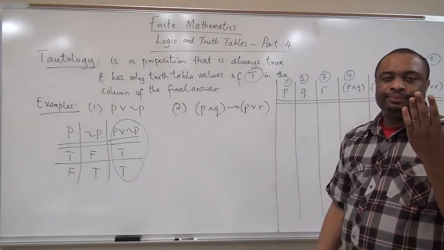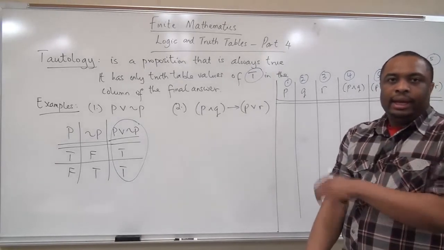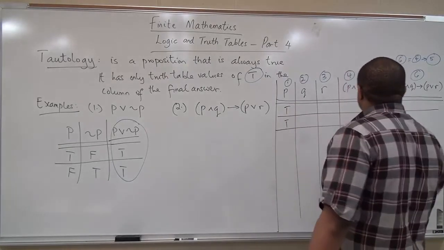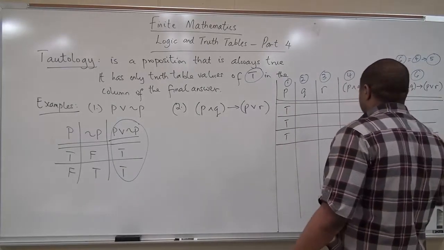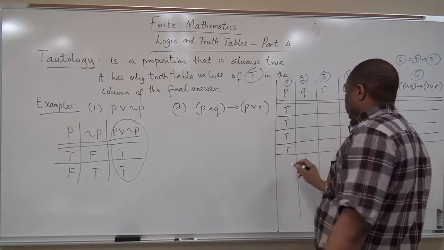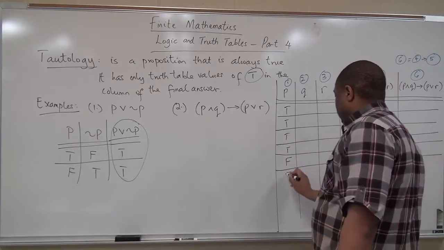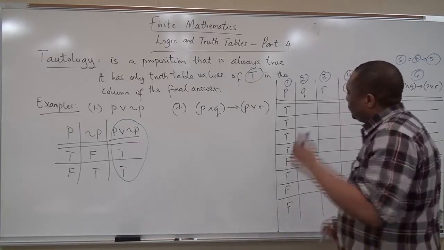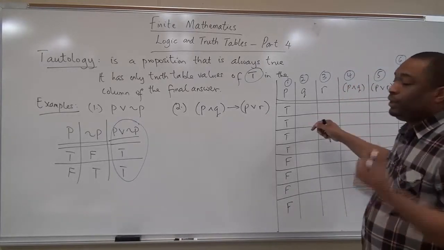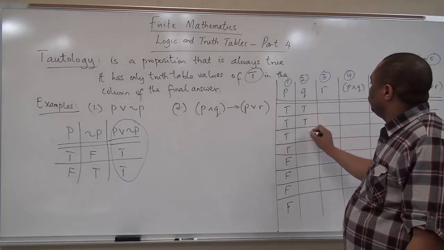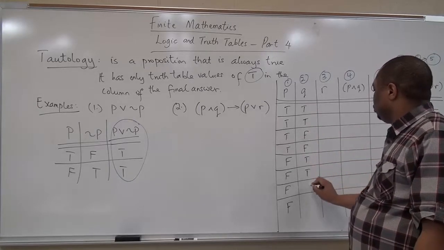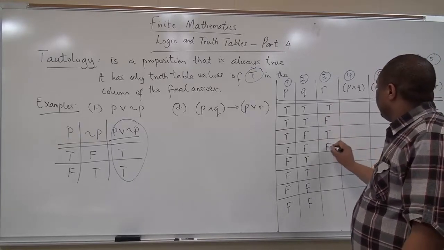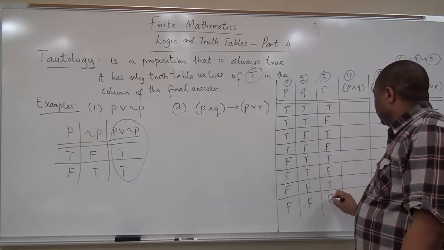Now, because this is 8 possibilities, 4 trues, then 4 falses. P is true, true, true, true, false, false, false, false. And then Q will be true, true, false, false, true, true, false, false. And R will be true, false, true, false, true, false, true, false.